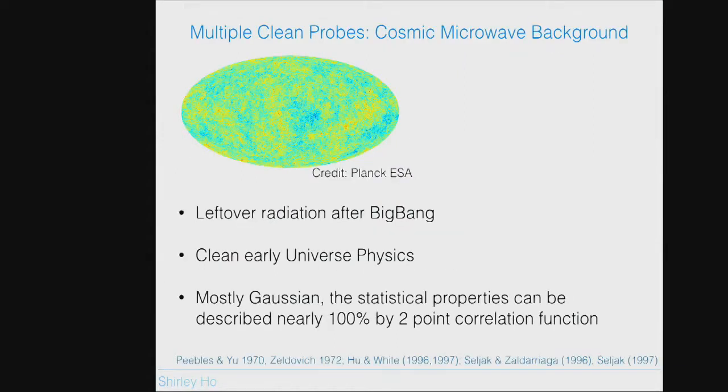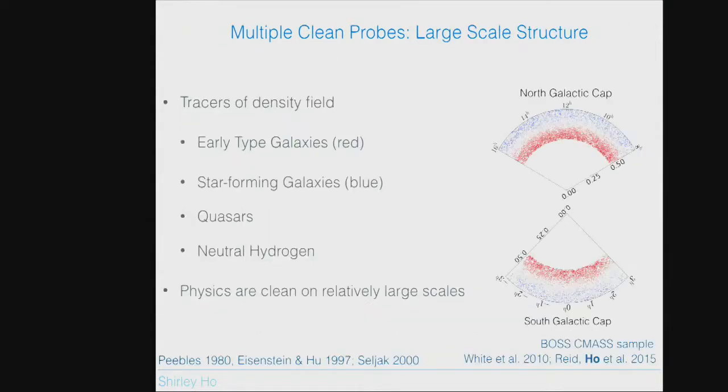So multiple clean probes. Rafael has talked about the cosmic microwave background. It's obviously very clean physics, early universe physics. It's leftover radiation after the Big Bang. You know all that. It's mostly Gaussian. The statistical properties can be described more or less 100% by the two-point correlation function because it's so Gaussian. And we know that it's so Gaussian, well, okay, the clean map, not the one with all the foregrounds. It's very much described by the two-point statistics.